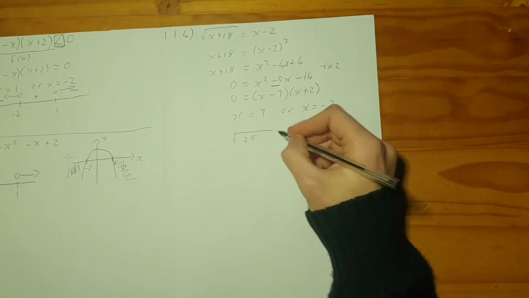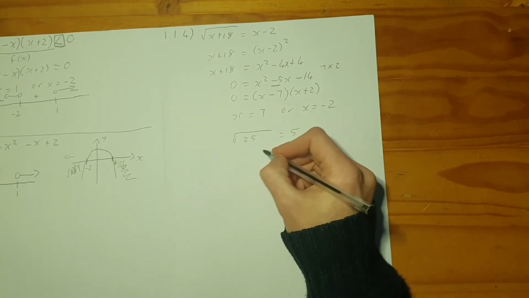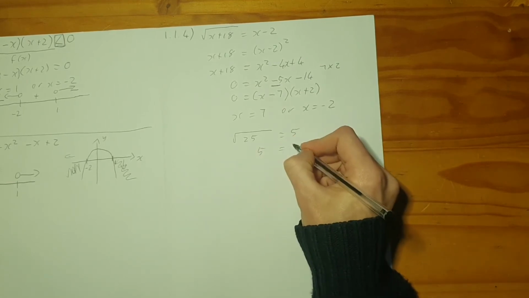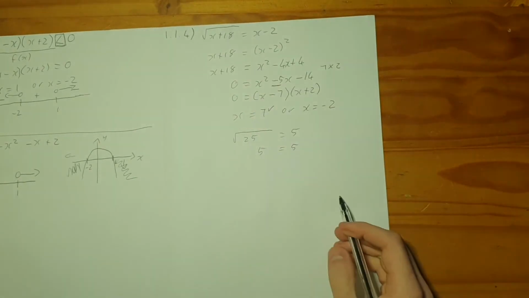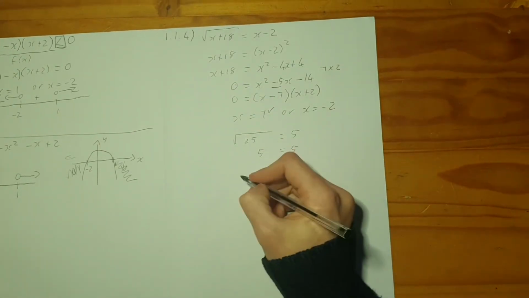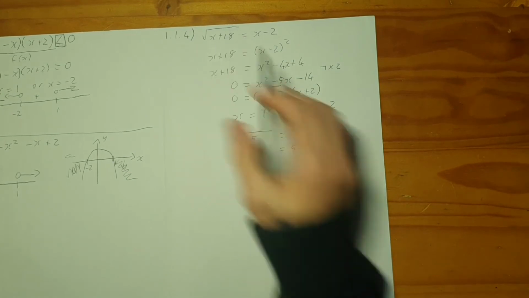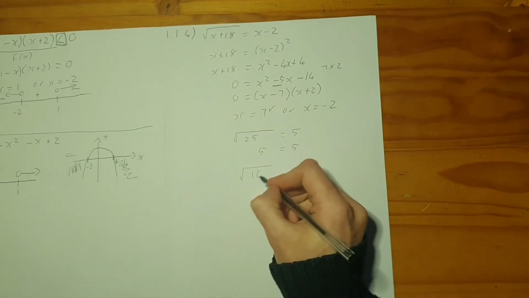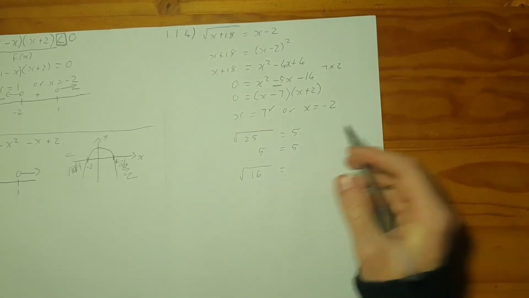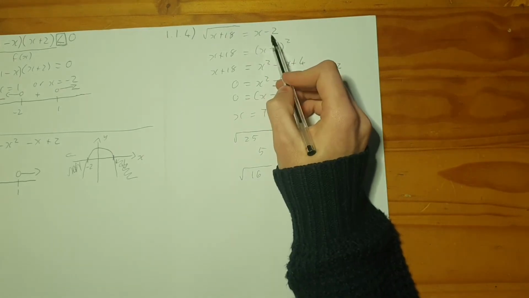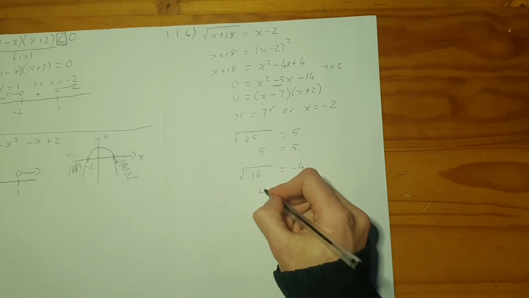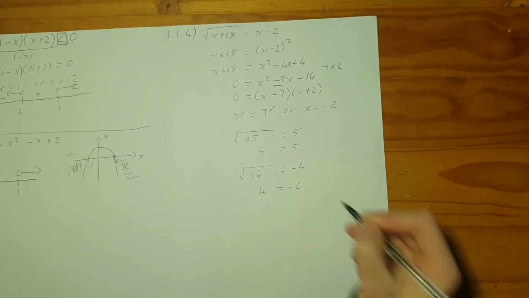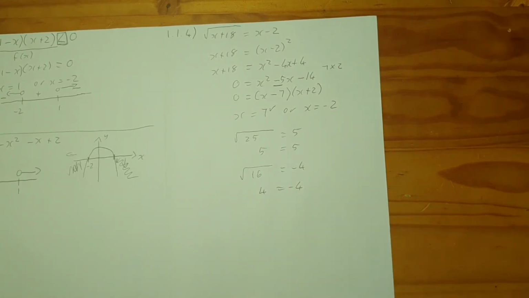7 minus 2 is going to give you 5, so we can see that 5 equals 5, so this one works. If we plug negative 2 in here, we're going to get negative 2 plus 18 gives us the square root of 16, which must equal negative 2 minus 2, which is negative 4. We know that the square root of 16 is 4, minus 4.